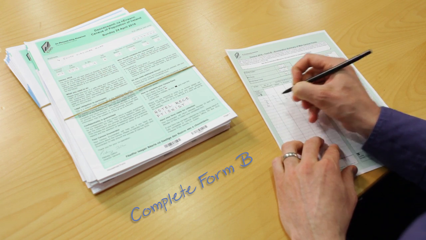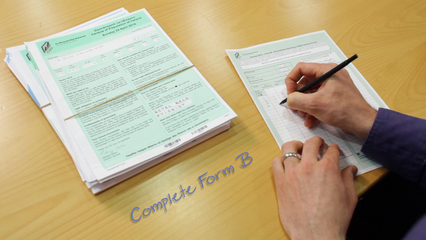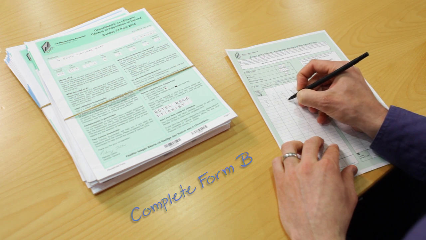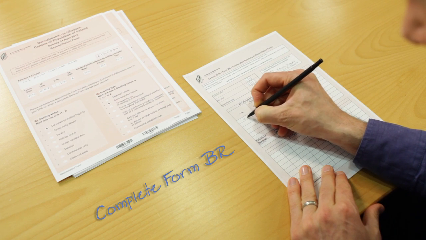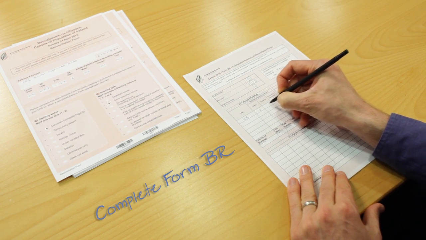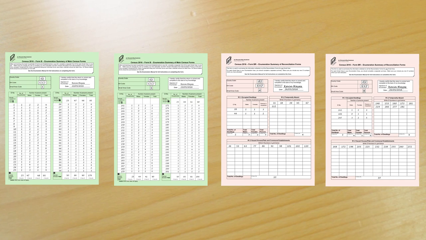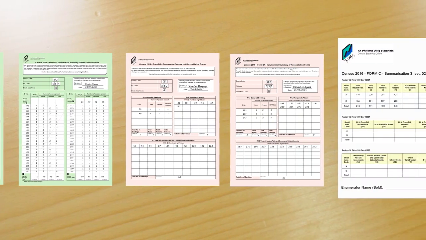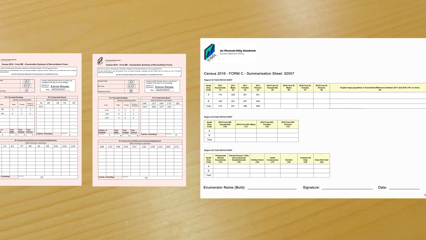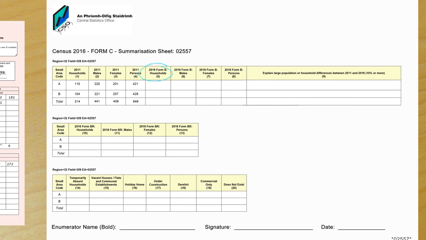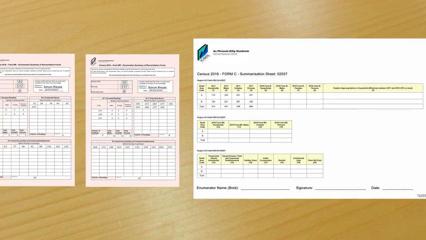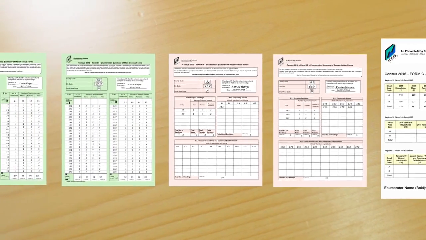A Form B should be completed for each small area stack containing household, individual, listing forms, and H forms. A Form BR should be completed for each small area stack of reconciliation forms. Once Forms B and BR are completed, you can use this information to fill in Form C. Form C records the total occupied households, males, females, persons, and dwelling types within each small area in your EA. These figures are taken from the respective totals on Forms B and BR.